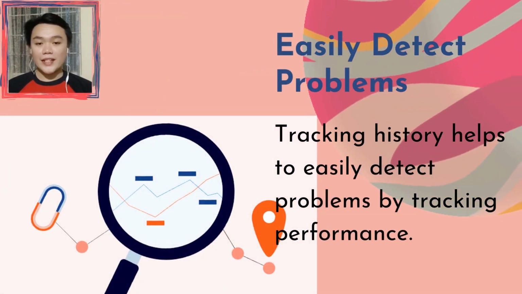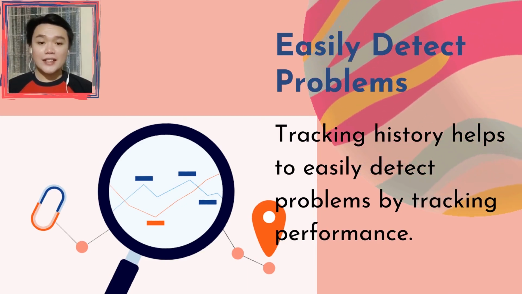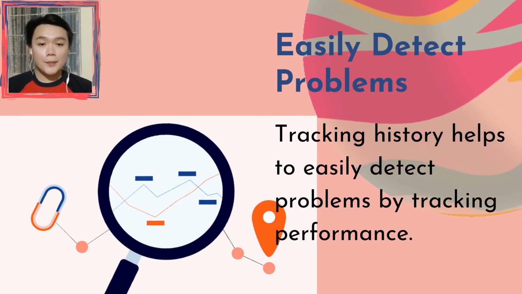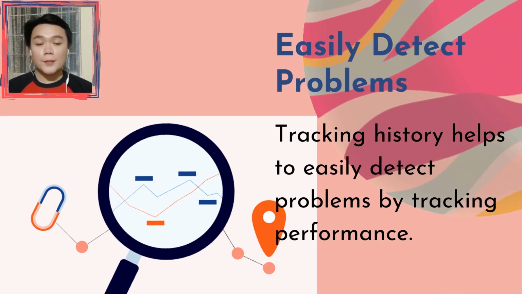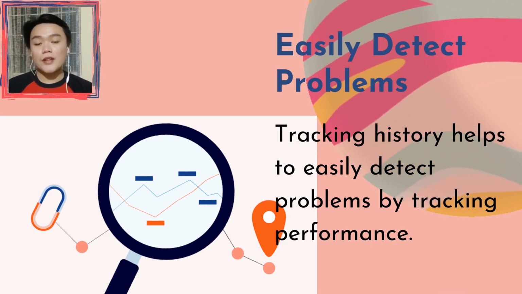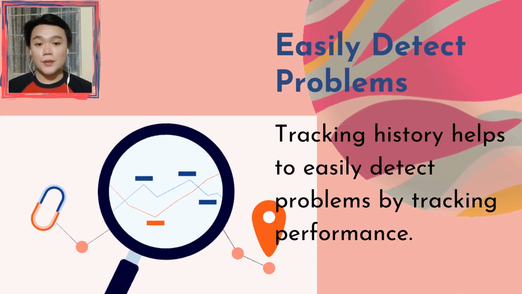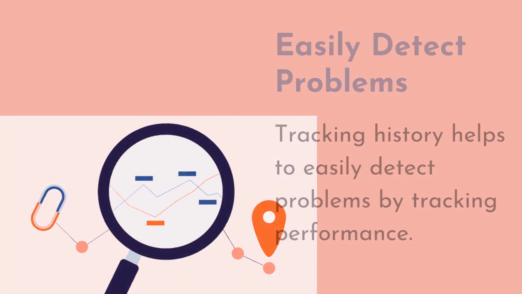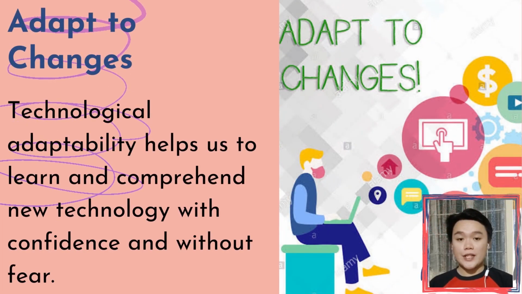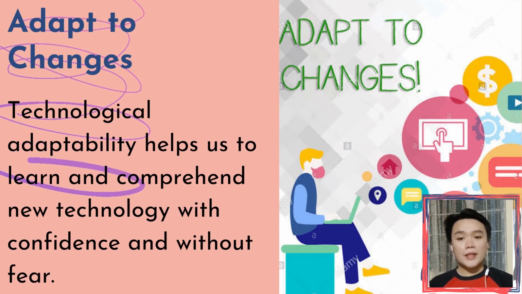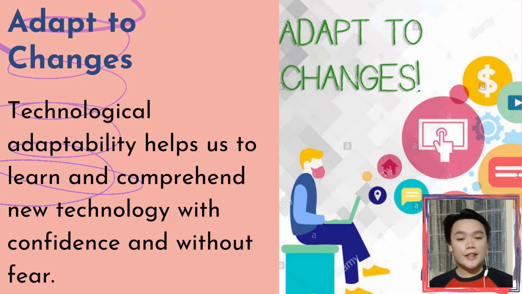The next one is we can easily detect problems. Tracking history helps us to easily detect problems by tracking performances over time and going back to previous work and analysis to recall the decisions that we've made from the past. Next one is adapt to changes. Technological adaptability helps us to learn and comprehend new technology with confidence and without fear. Being adaptable is required in our world of changing technology.